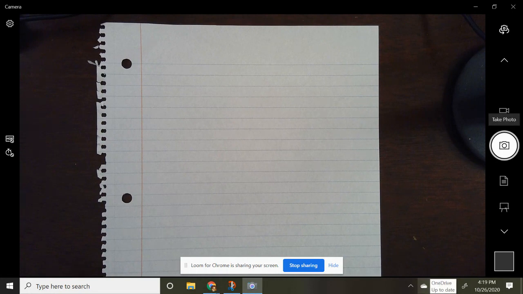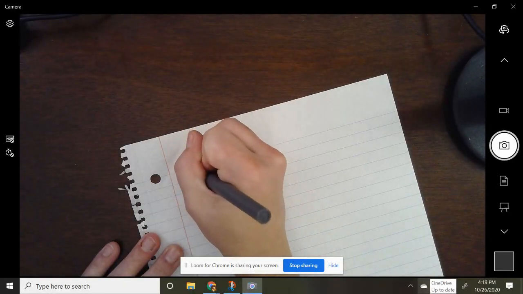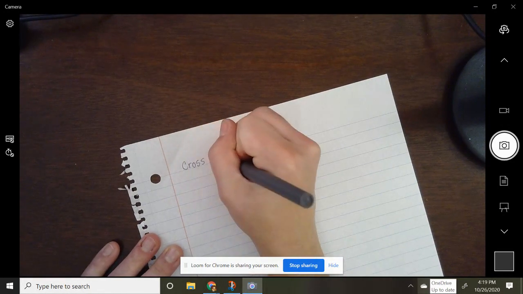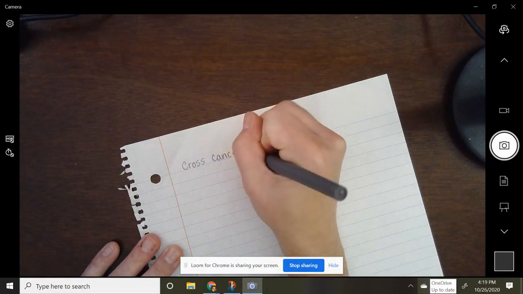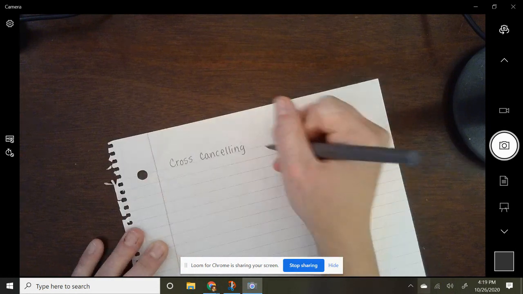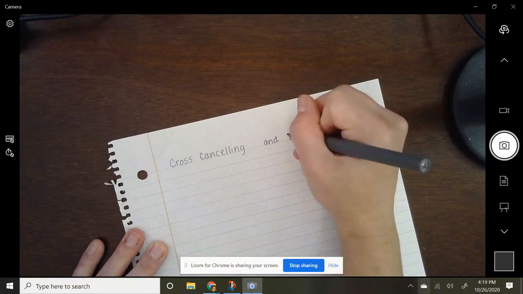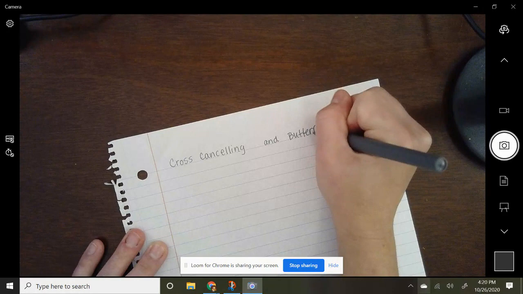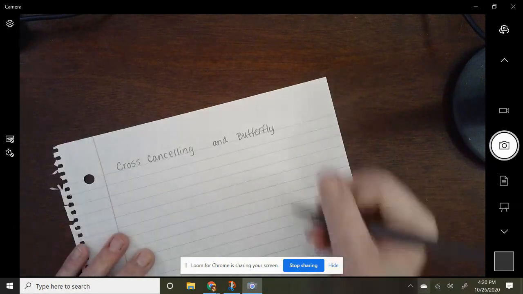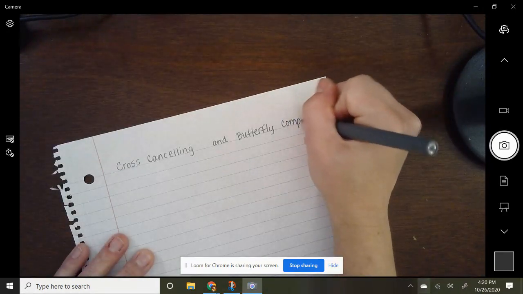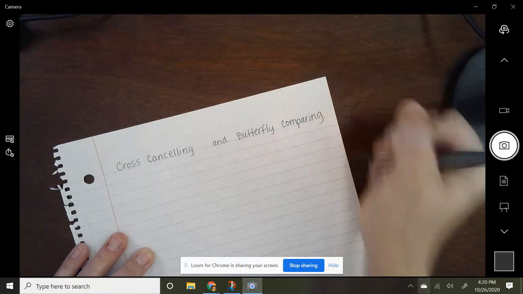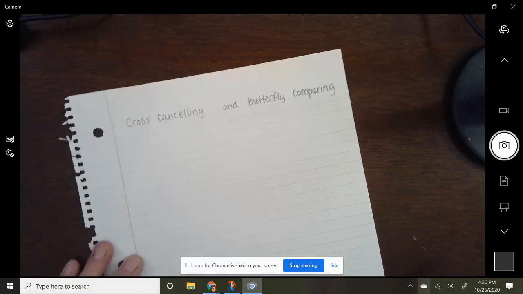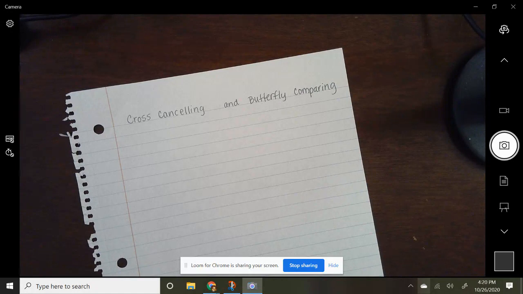All right. So today I had a student ask me a really good question. What is the difference between cross-canceling and butterfly for the comparing? Make sure this is showing up. All right, very good question, because in each instance we are using fractions.